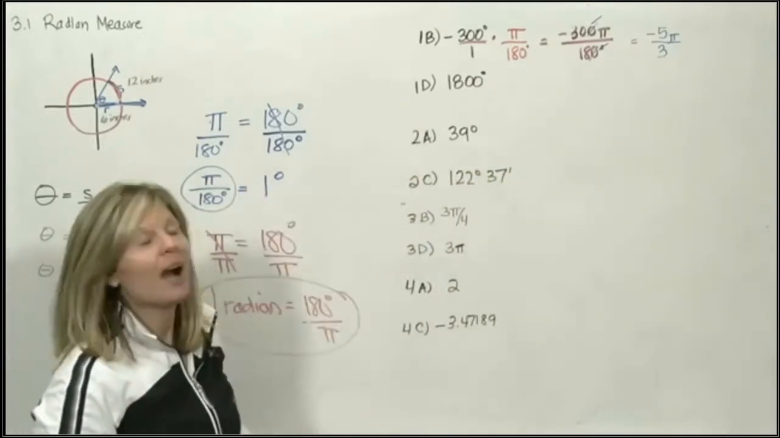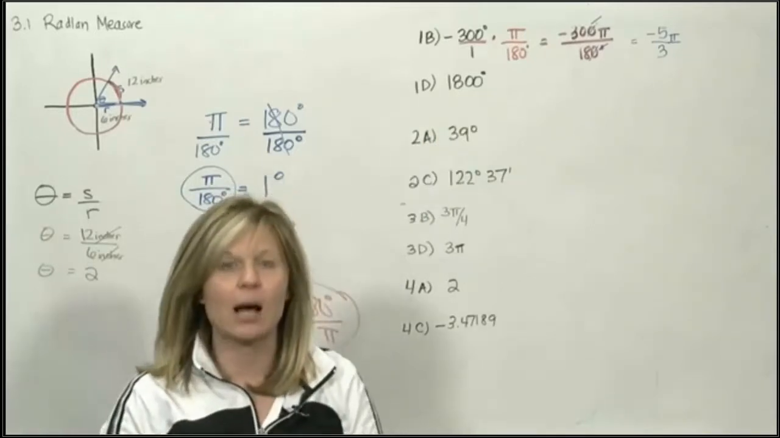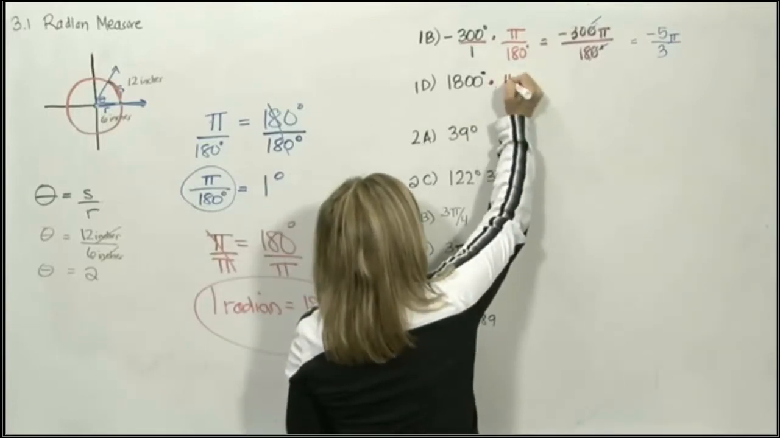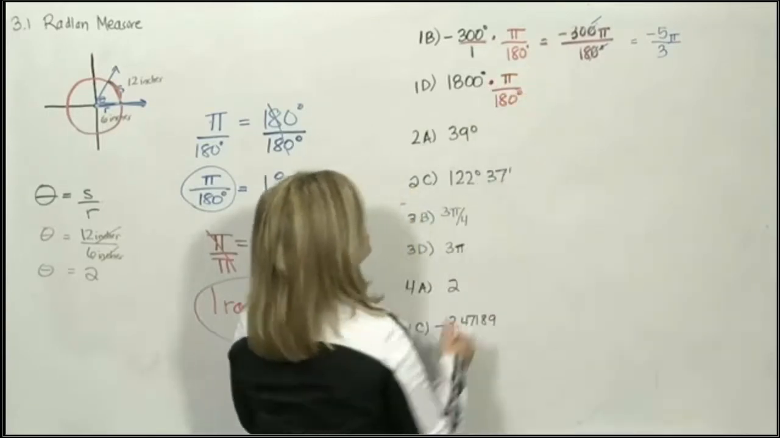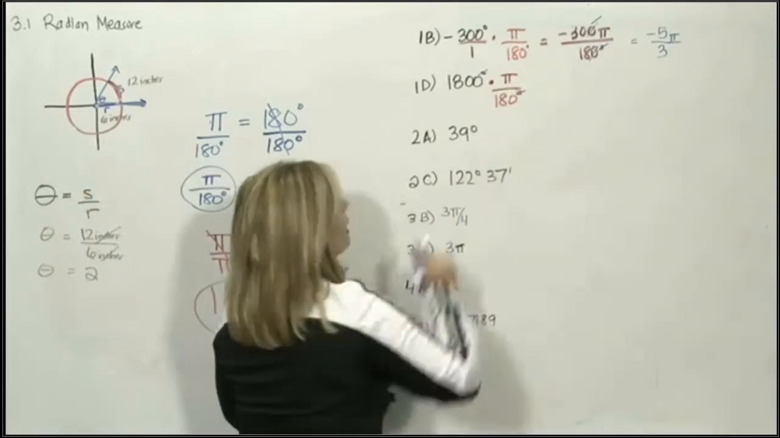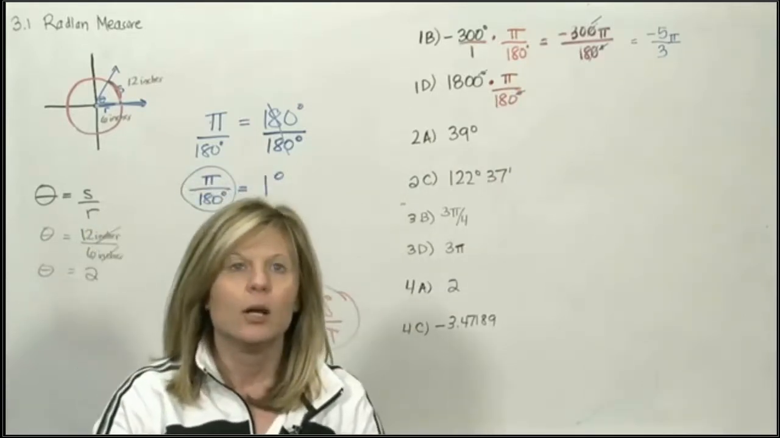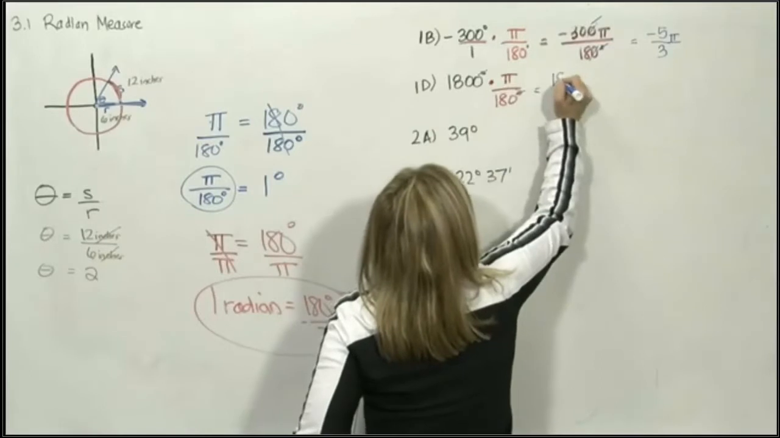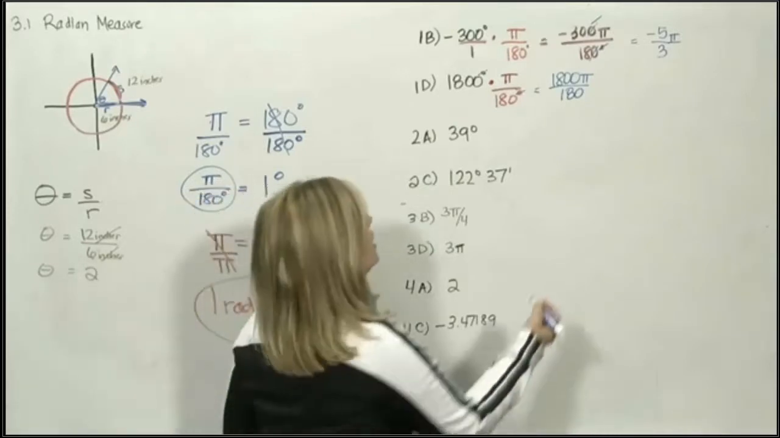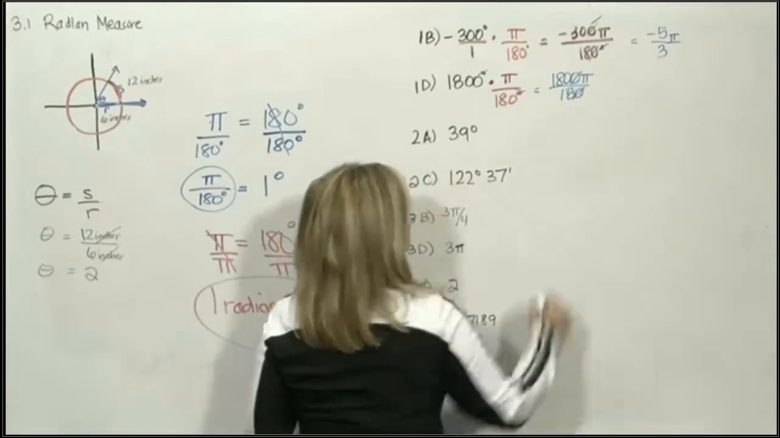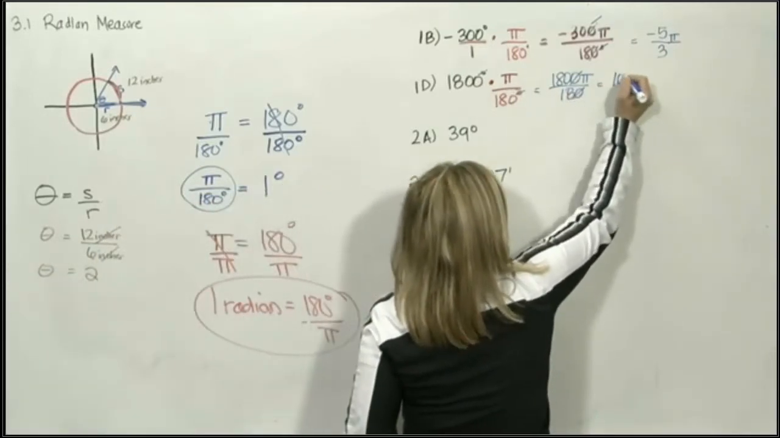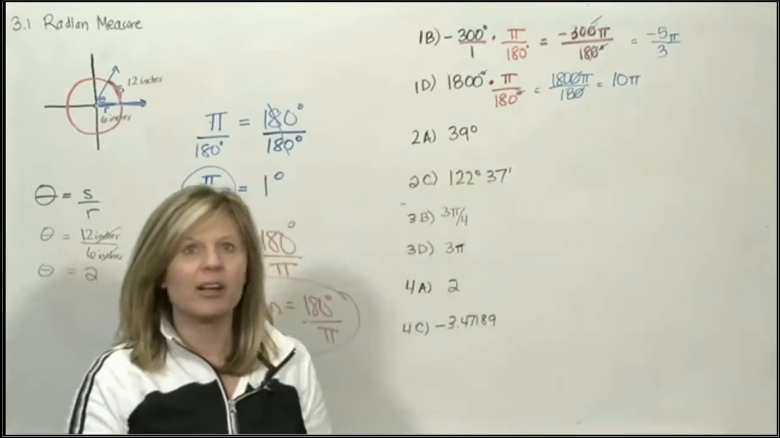Let's do 1D. I have 1,800 degrees, and I want to change it to radians. So the conversion is, to change this to radians, we multiply by pi over 180 degrees. What you'll notice is the degree symbol in the numerator and the degree symbol in the denominator will cancel out. They're dividing. What you're left with is 1,800 pi over 180. And then it's a fraction. We're going to reduce. They each end in a 0, so if I divide that by 10, I get 180 over 18. Well, 180 divided by 18 is just 10 pi. That's your angle measurement in radians.